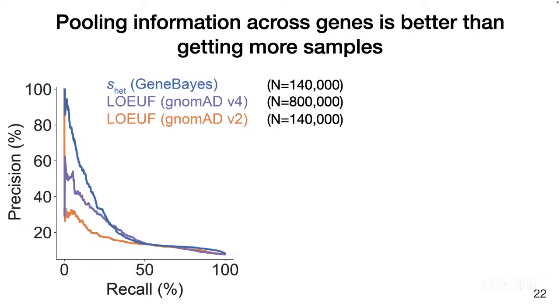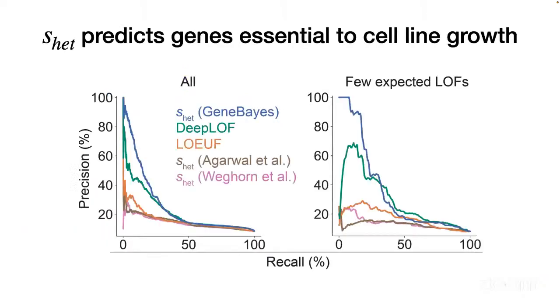Okay, so we implemented this. Our method's called GeneBayes, and we estimate this selection coefficient. And here's a bunch of other methods for estimating how constrained a gene is. We wanted to know, are our estimates of constraint any good? This is a hard problem because, again, we can't knock out these genes and see what happens. So there's no ground truth here to compare against.